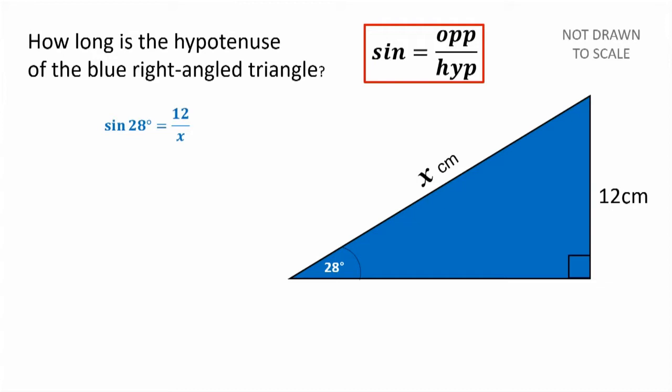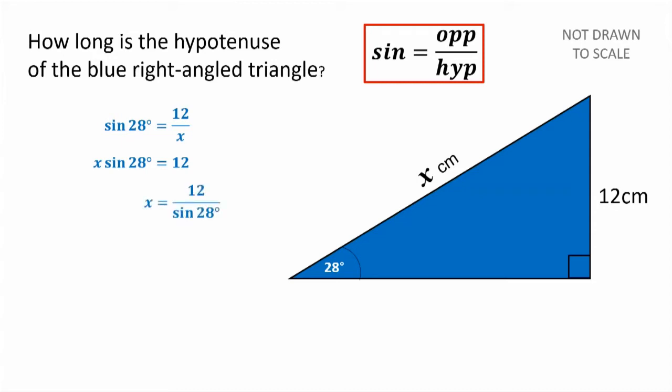The sine ratio of 28 degrees is equal to the opposite divided by the hypotenuse. And that gives us an equation with one unknown that we can work out. And it would be helpful if we rearrange that equation first. So what I'm going to do is multiply both sides of the equation by x. And then I will divide both sides of the equation by the sine of 28.